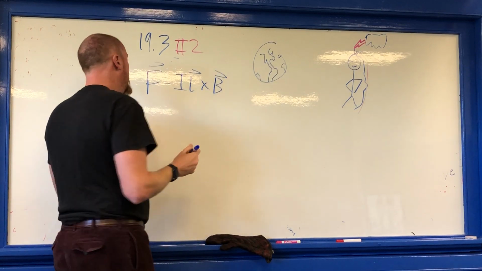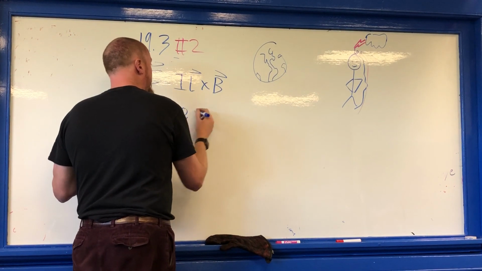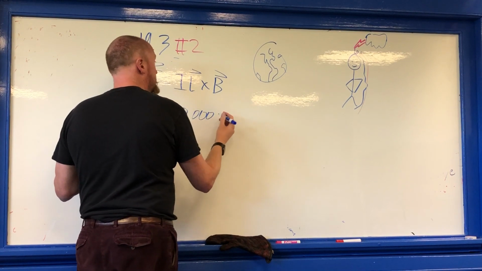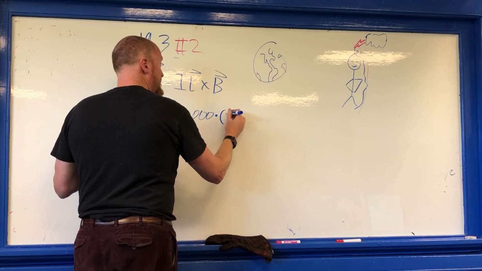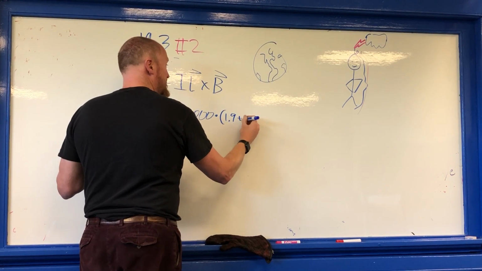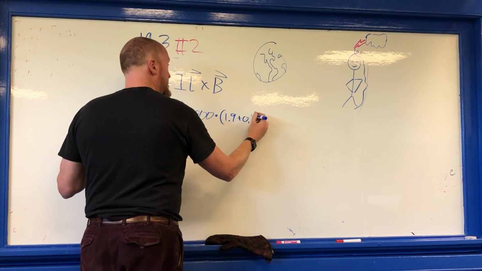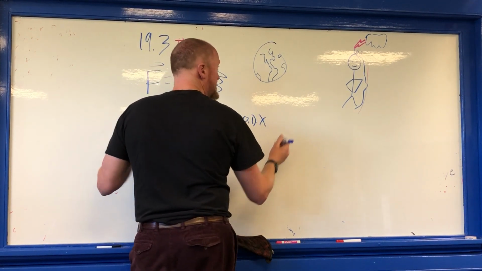So, force. Now in this case, a lightning strike can have a current of 30,000 amps. Dot product, the length. Now, the length is your height. In my case, I'm 1.9 meters, but it's going to add another 0.1 meters. Cross product, the Earth's magnetic field.